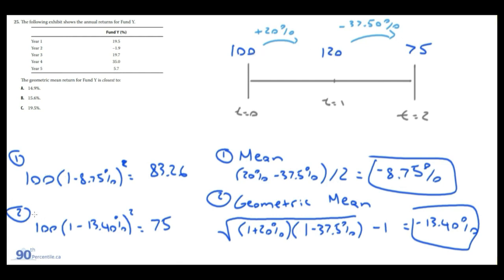Versus if we do the same thing, take the geometric mean, $100 times 1 minus 13.4%, which is the geometric mean, and compound that twice for 2 years, we get the value of 75, which is actually what we're left with. So, just thought I would highlight this. It's pretty important. Some people might not spend too much time thinking about this, but it is important to note, especially when dealing with portfolio returns, that the geometric mean always makes the most sense because it accounts for the size of the portfolio and the associated returns year over year. So now back to the question.